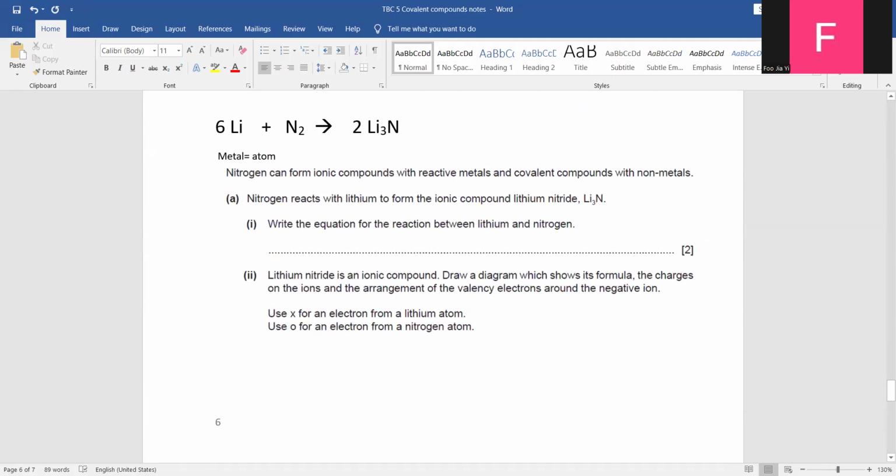Okay, ready? Last part. Draw the diagram to show the charges in the ions and the arrangement of the valency electrons in the negative ion for lithium nitride. Have you done it? Do it now. Jared, have you done? Okay, do it now. Jai, please do it now.